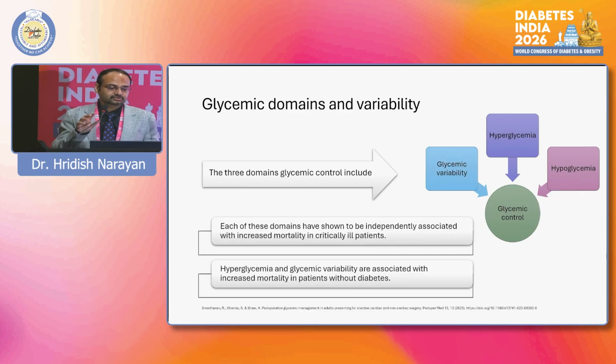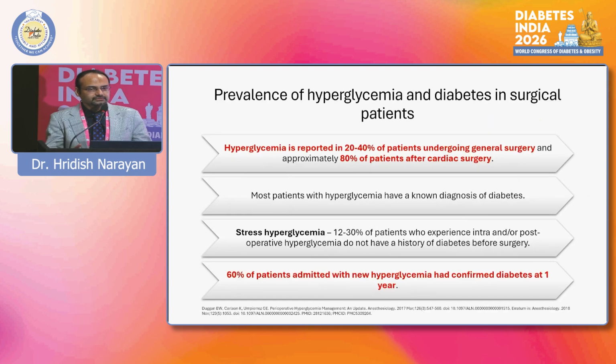And each of these domains has been shown to be independently associated with increased mortality in critically ill patients. And hyperglycemia and GV, that is variability, are associated with increased mortality in patients without diabetes. So, if you look at the current scenario, hyperglycemia is reported in 20 to 40% of patients undergoing general surgery and approximately 80% of patients after cardiac surgery, because that's a very big stress situation which we are dealing with. And 60% of patients admitted with new hyperglycemia had confirmed diabetes at 1 year. So, this part also has to be talked about.